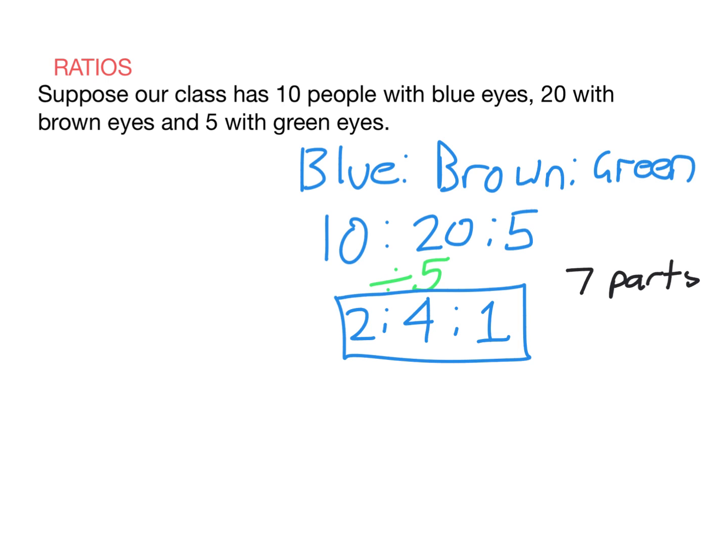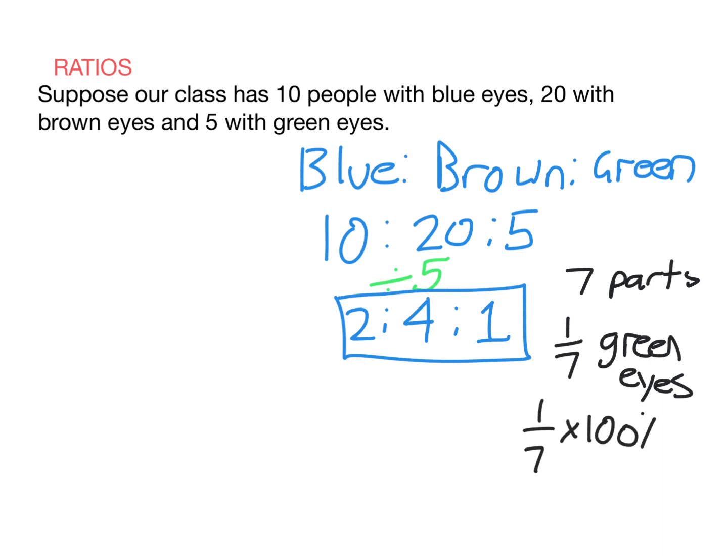So there are 7 parts, one of which is green, so that means in this class 1/7 of the class, for example, have green eyes. If we wanted to calculate percentages, we know to go from a fraction to a percent, we just times by 100. So if I want the percent of students with green eyes, I just take 1/7, times it by 100, add a percent sign, I get about 14.29% of the class has green eyes.